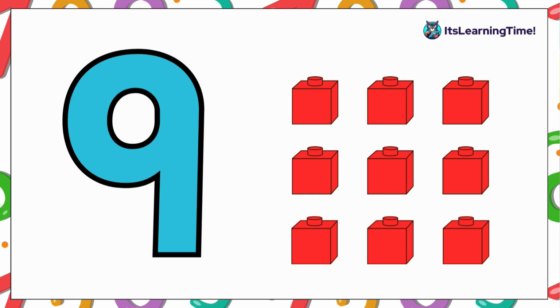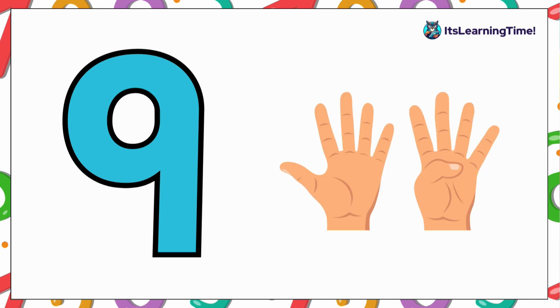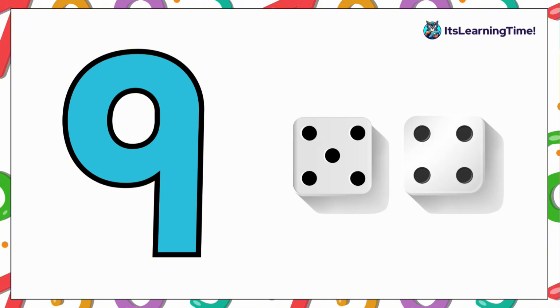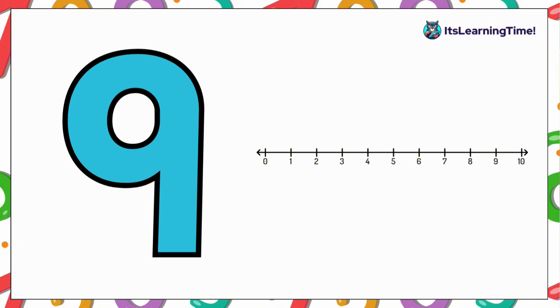Now let's see the other ways that 9 can be represented. We have 9 fingers. Here is 9 on a 10 frame. We have 9 on the dice. And 9 on a number line.